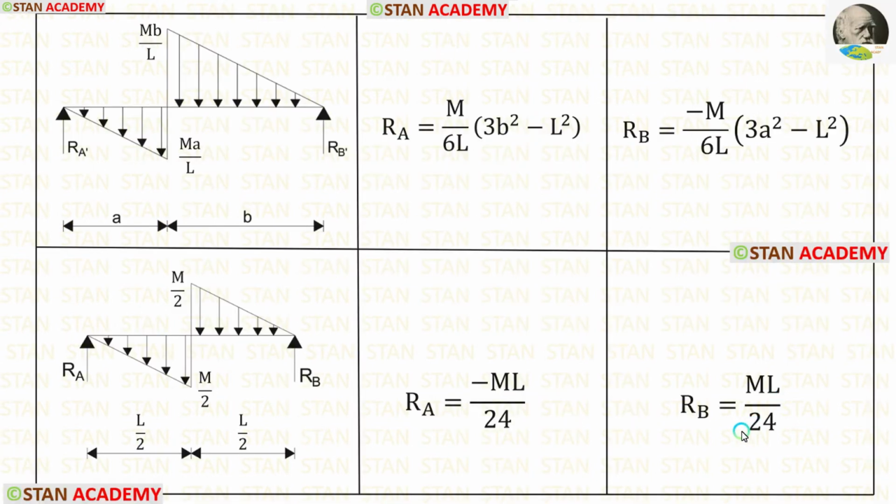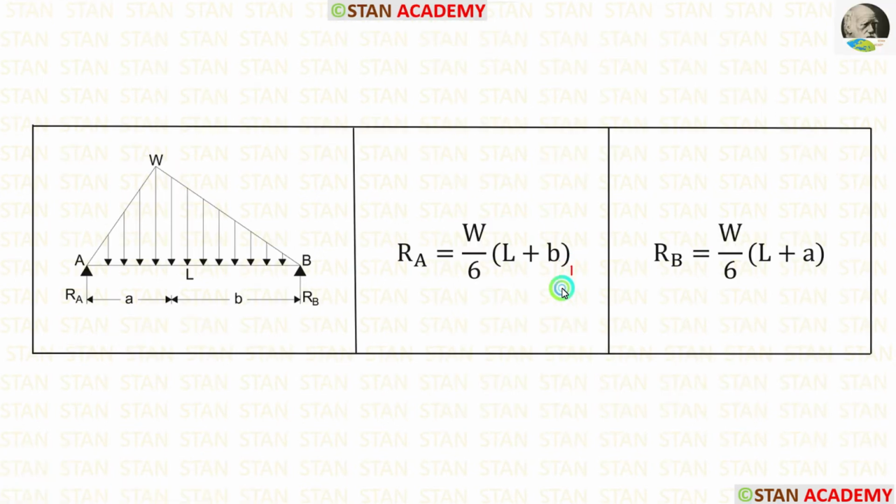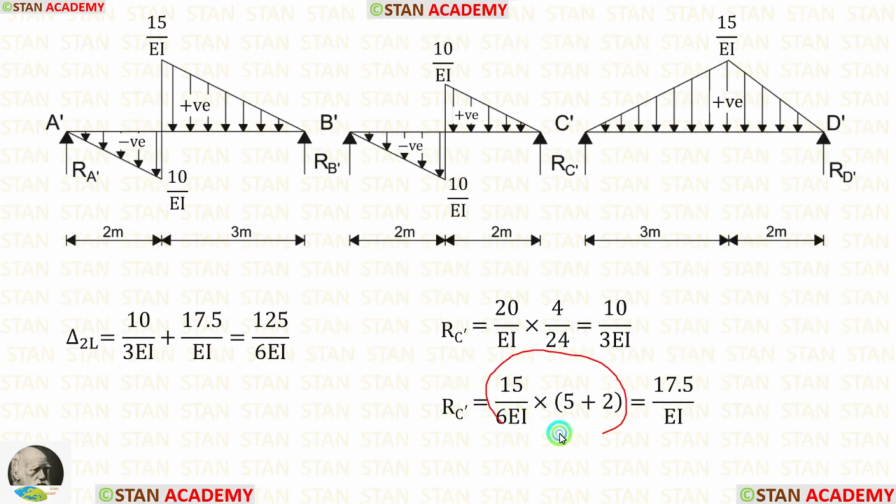The formula is ml upon 24. Using the formula, we can calculate RC dash. Now let us calculate RC dash in the beam C dash D dash. The formula is W upon 6 into L plus B. Using the formula, we can calculate RC dash.